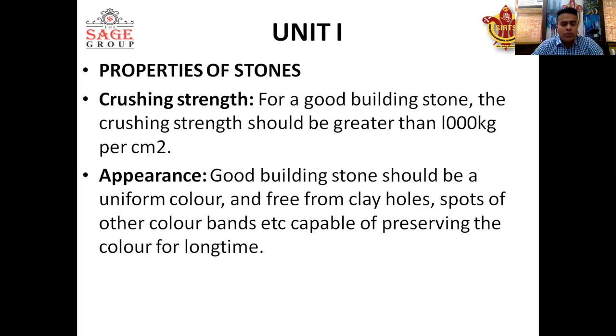First of all, I will tell you about the crushing strength. The crushing strength of a good building stone should be greater than 1000 kg per centimeter square. That means if I apply a load on a stone like this, the stone should not break. Having a crushing strength of more than 1000 kg per centimeter square means it is hard enough to resist the load acting on it.